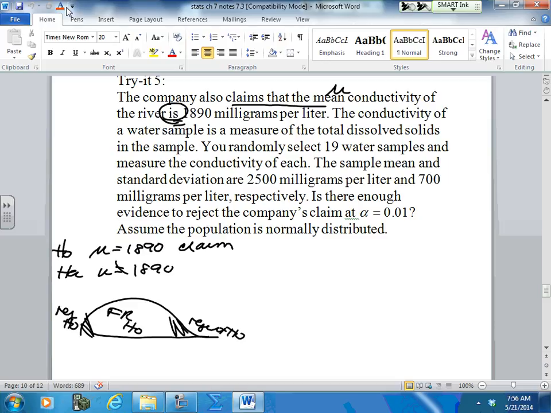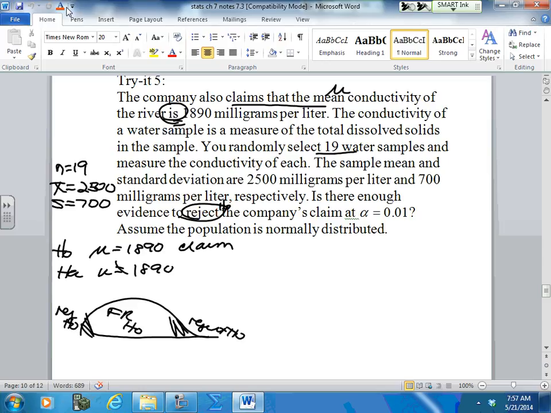The conductivity of a water sample is a measure of the total dissolved solids in the sample. You randomly select 19 water samples, and you measure the conductivity of each. The sample mean is 2,500 milligrams per liter, and the standard deviation is 700 milligrams per liter. Is there enough evidence to reject the claim at a level of significance of 0.01? The type I error they're allowing at maximum is very small. Assume your population is normally distributed.